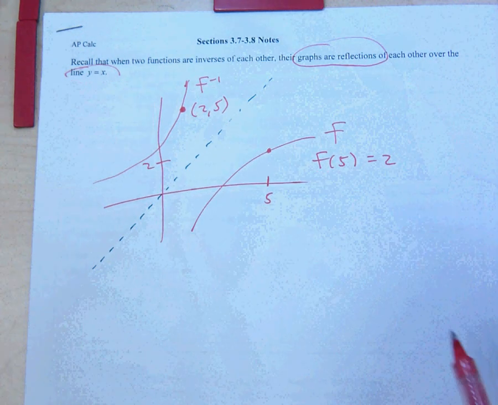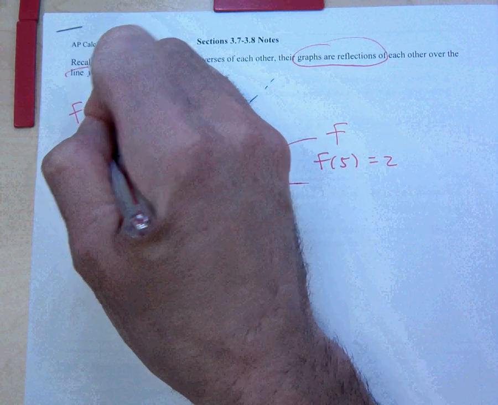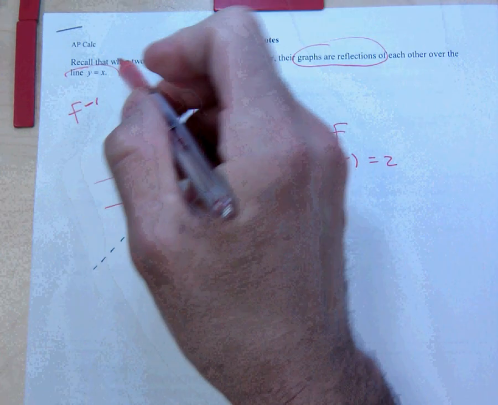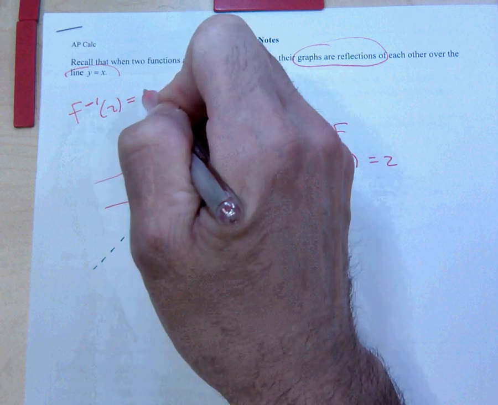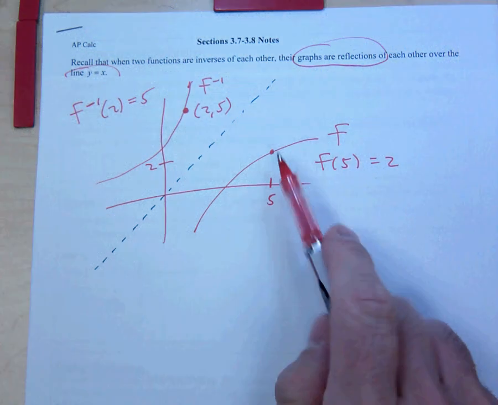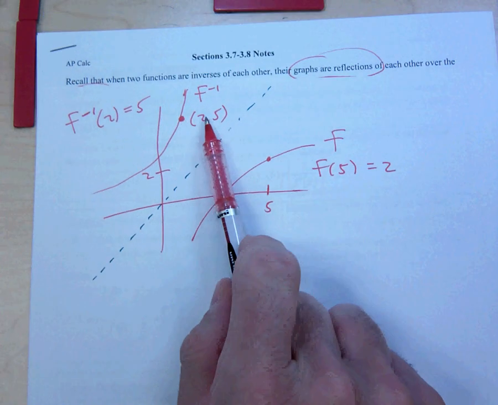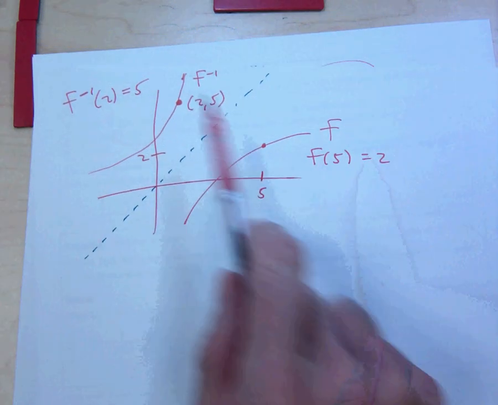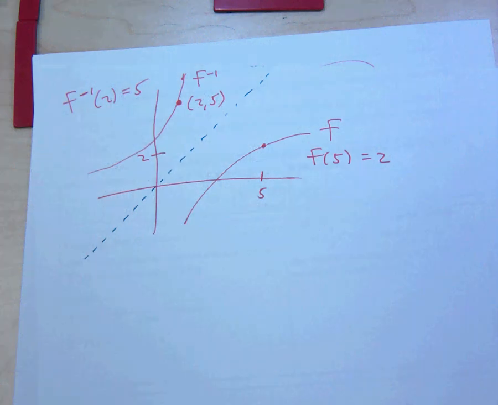In other words, you'll have f inverse of 2 equals what? Equals 5. Are you following me on this? So again, all I have is the point, for example, (5, 2) on f, which would correspond to the point (2, 5) on f inverse. And that's how we would write it, using function notation, right? Okay, now, here's where the calculus comes in. Ready?